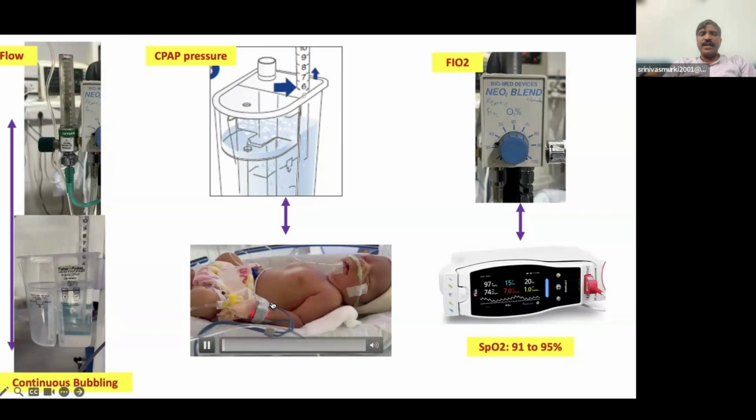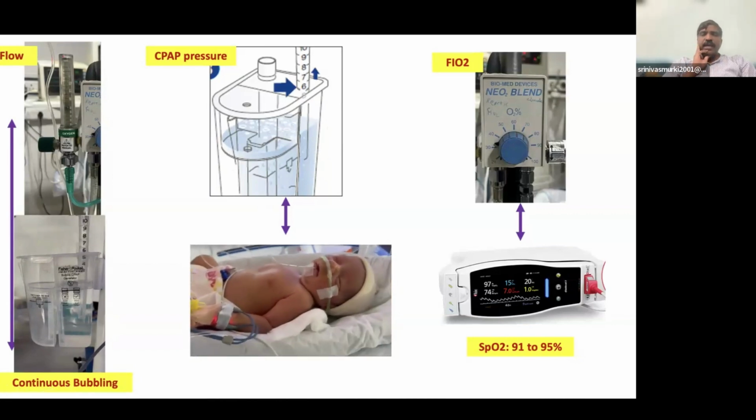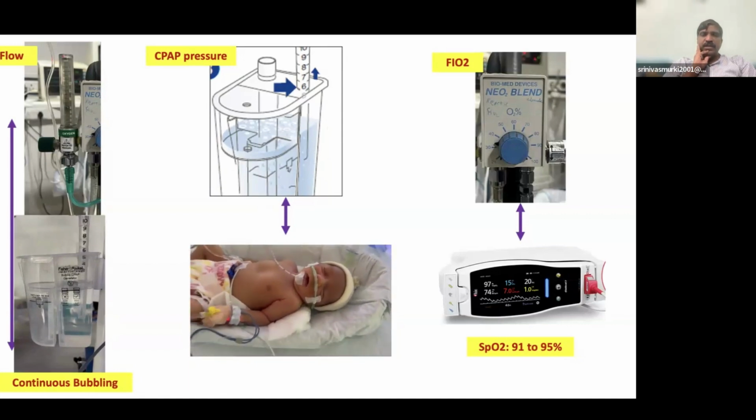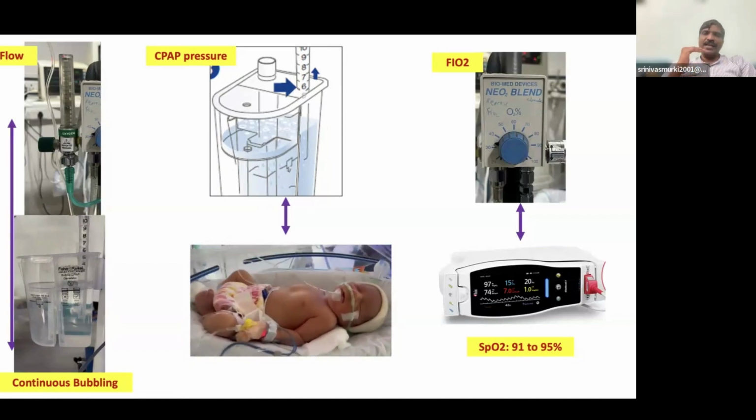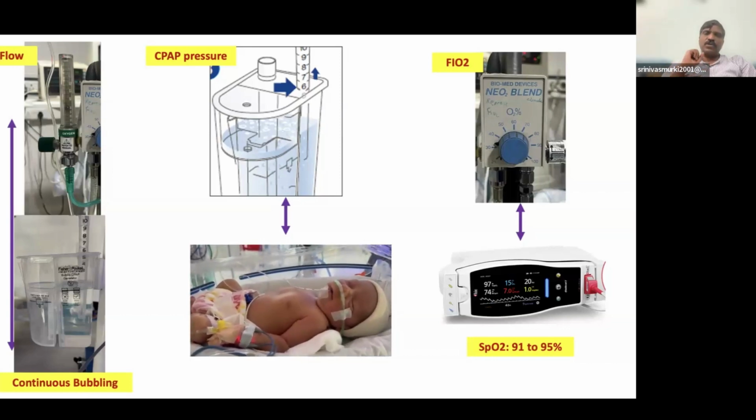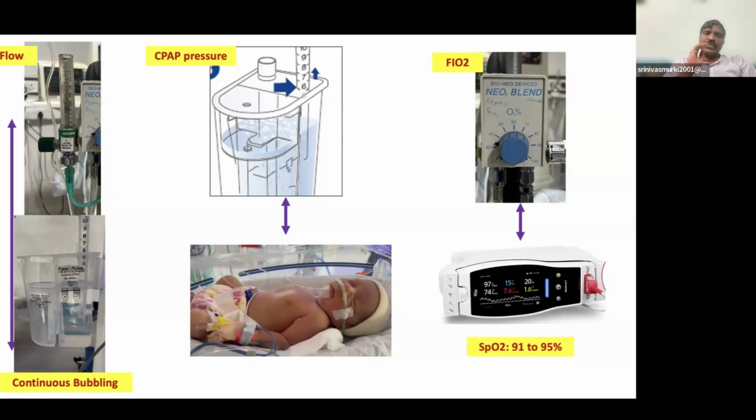By looking at the retractions in the baby. If there are recessions or retractions which are subcostal, intercostal retractions, then you need to increase the pressure. If there are no retractions, if the chest looks normal inflated, that means your pressure is adequate.